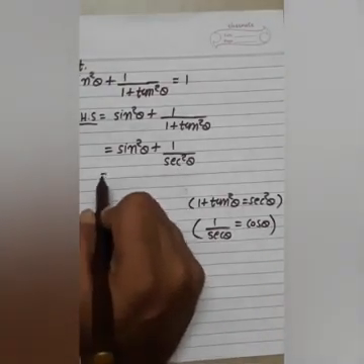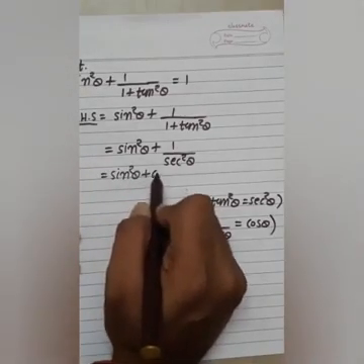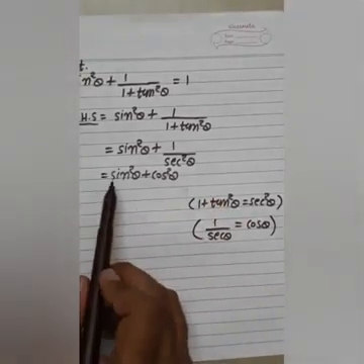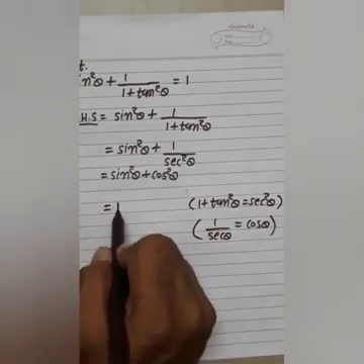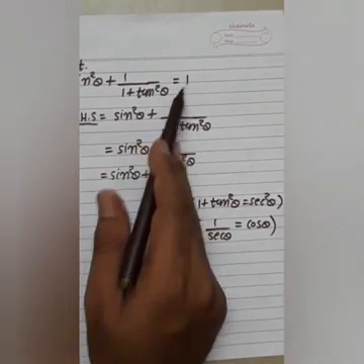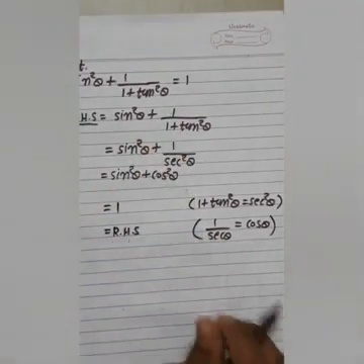So it is equal to sin square theta plus cos square theta. Again we know the identity, sin square theta plus cos square theta is equal to 1. And our RHS side is 1, so we can write the RHS side. Hence proved.